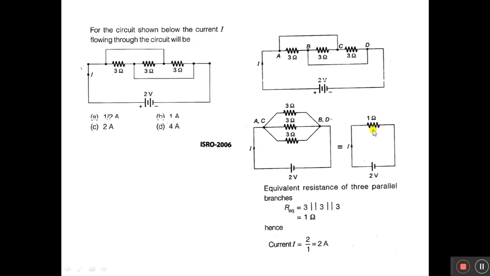Once you get the resistor value, you can directly calculate the current. The applied voltage is 2, so 2 divided by 1 is 2 ampere. So option C is the correct one.